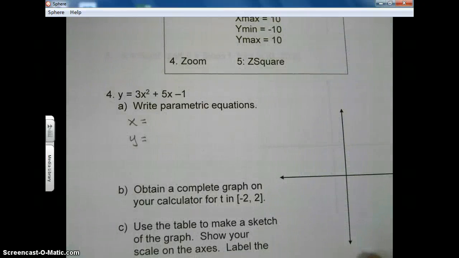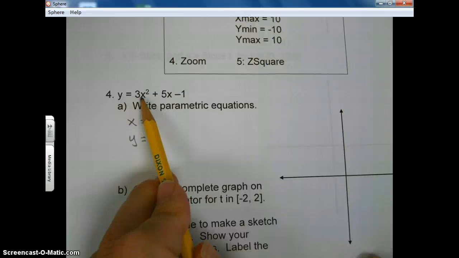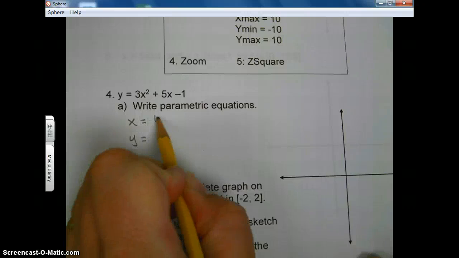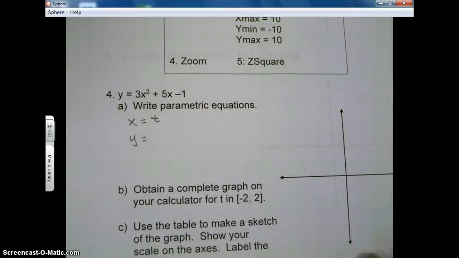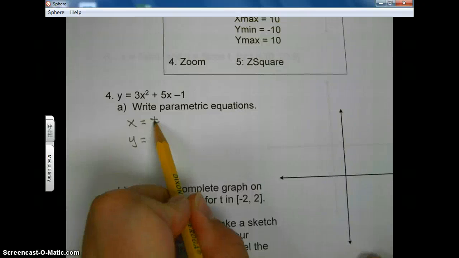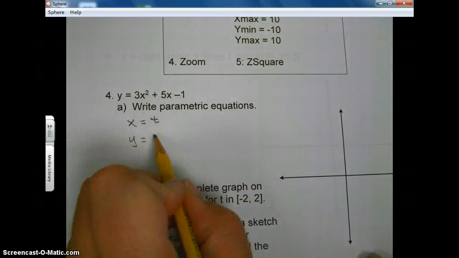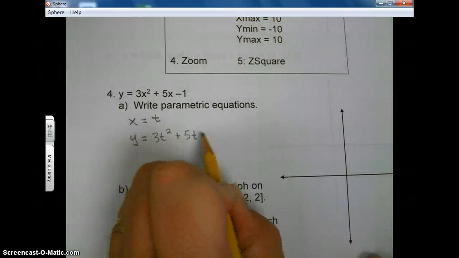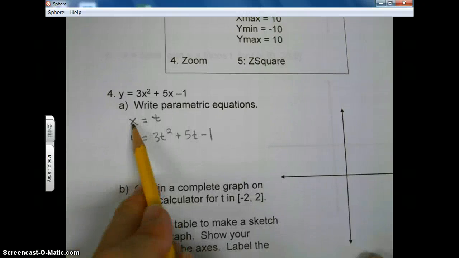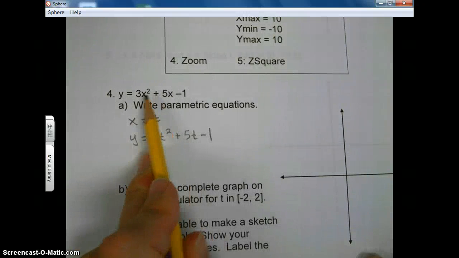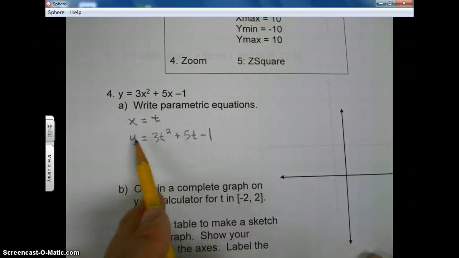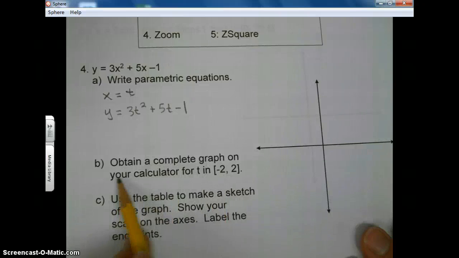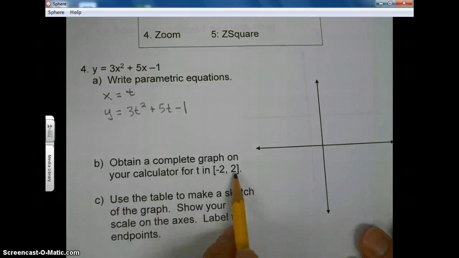So very simply, x is our independent variable, okay? So I want to make x be equal to t, okay? And then once I have made x equal to t, I can rewrite this function as y equals 3t squared plus 5t minus 1. Again, I make x my independent variable, t, and then I rewrite the equation in terms of t.